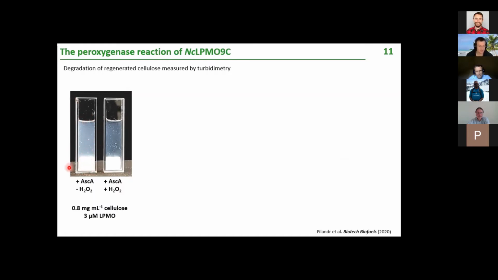So here we can see a quartz cuvette filled with such a cellulose solution. And here we have a stirrer bar. And here what we did is to add ascorbic acid as a reductant for LPMO. We added, of course, the LPMO, and then observed what happens with or without peroxide. And when we add peroxide, you can see that the optical density decreases. So what we can do, we can put this thing into a spectrophotometer and just have a look what happens when we add peroxide to this system.